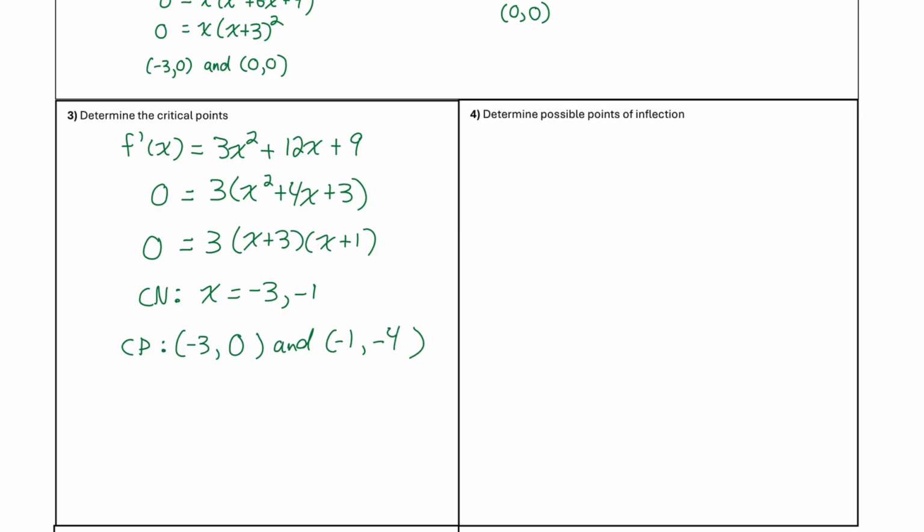The next step in the process is to find the possible points of inflection. To find the possible points of inflection of a polynomial function, I find the second derivative by differentiating the first derivative.